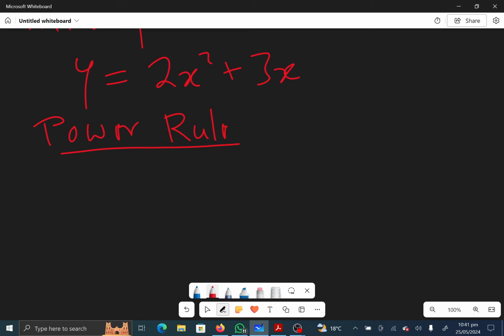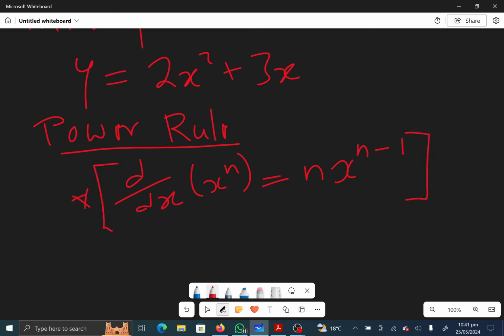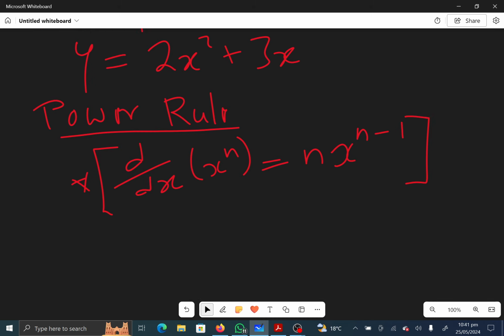In the power rule, we say d over dx of x to the power n is equal to n times x to the power n minus 1. So this is the formula we normally consider when we are using the power rule. Now we are differentiating the equation y is equal to 2x squared plus 3x.